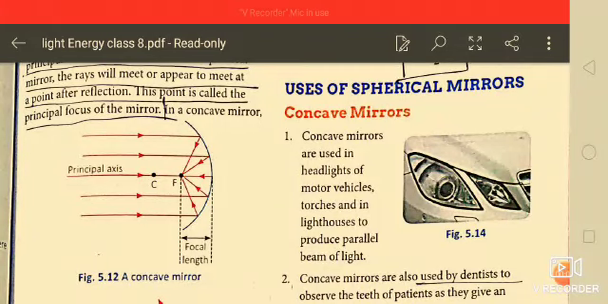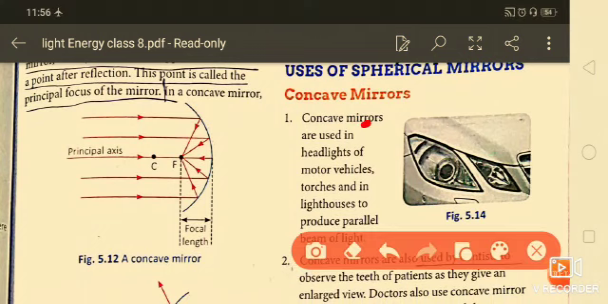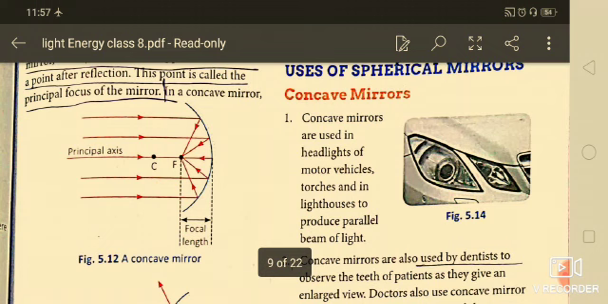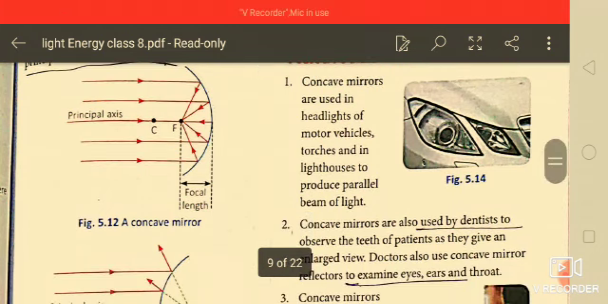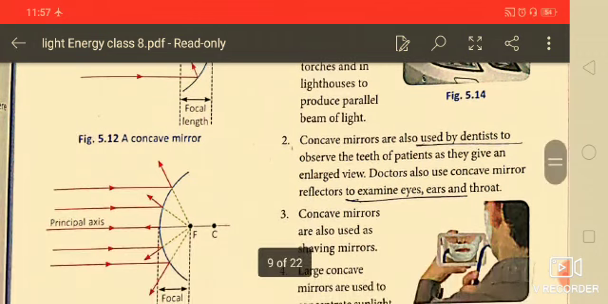Welcome to the class. Students, in our previous video, we discussed the convex and concave mirrors, and here we will study the uses of spherical mirrors, which are very important. So, concave mirrors are used in headlights. It is a very important question that in the headlights of a car, concave mirrors are used. Okay. Now, in motor vehicles and torches it is also used, and in lighthouses to produce a parallel beam of light.